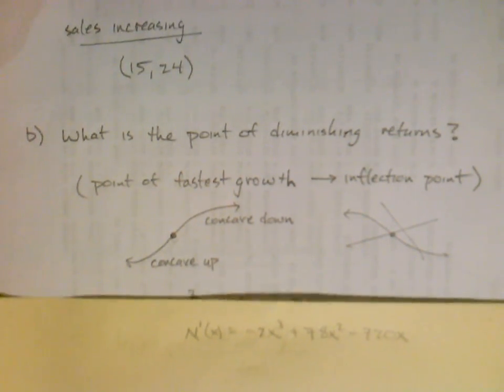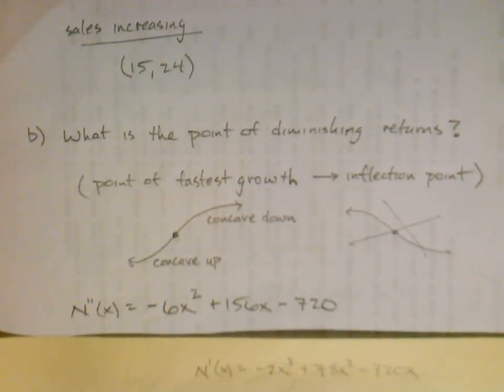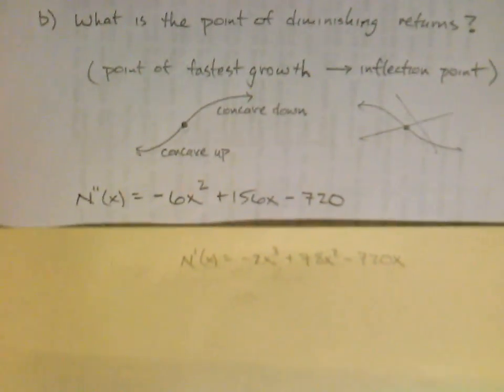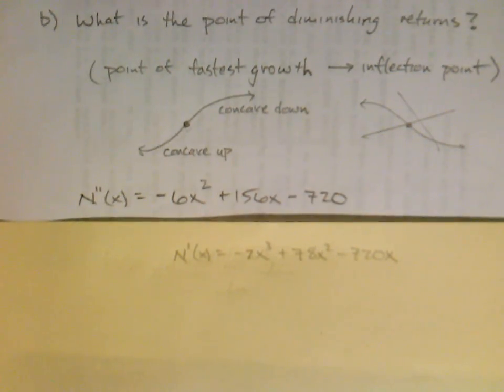Okay. Well, if we're talking about inflection points and concavity, of course we need the second derivative. So, oh, I happen to have our first derivative there. So our second derivative with the polynomial, not too bad. N double prime of x equals negative 6x squared plus 156x minus 720.